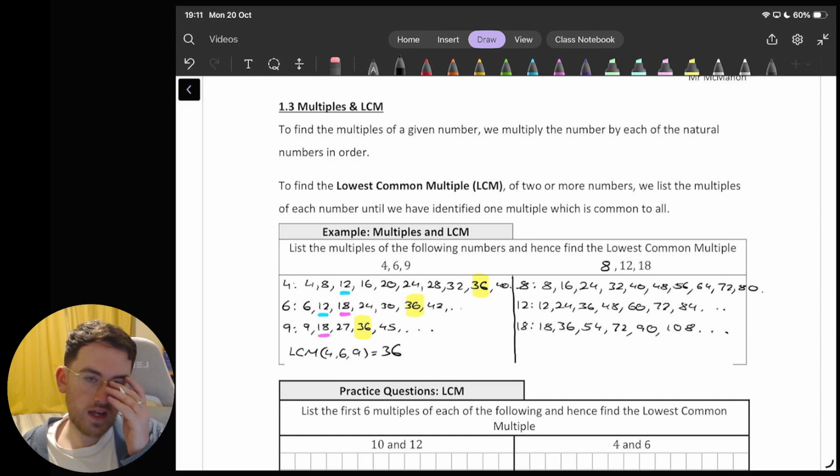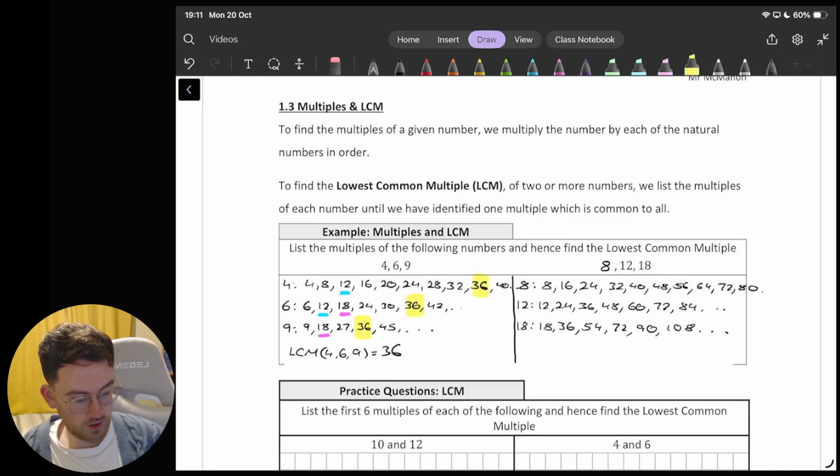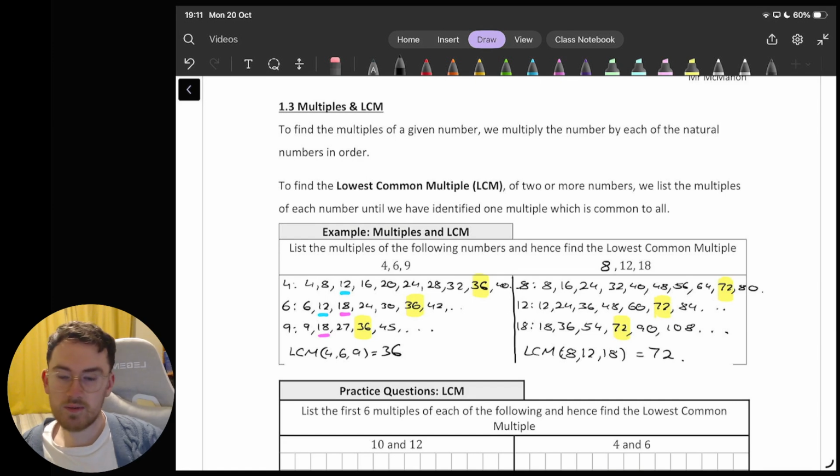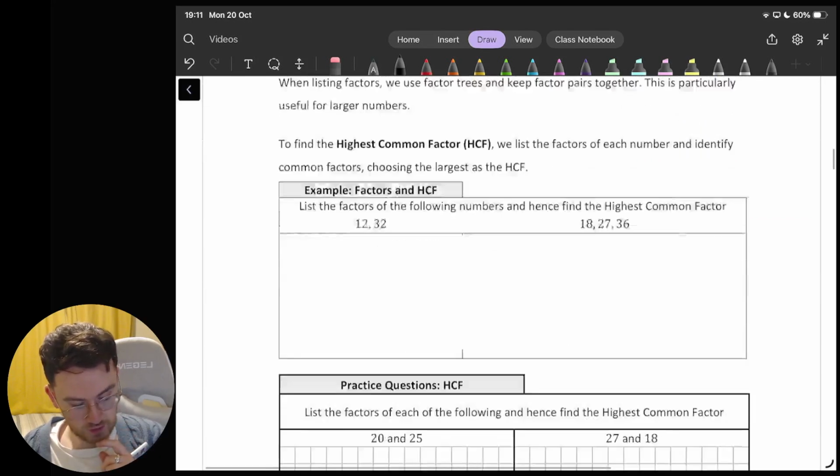And again, if I want that lowest common multiple, I want the smallest multiple that they all share, that they all have in common, and in this case, that's going to be 72. So my lowest common multiple for 8, 12, and 18 is 72. So simply by listing them all out, I can pick that multiple that is the smallest for them all.